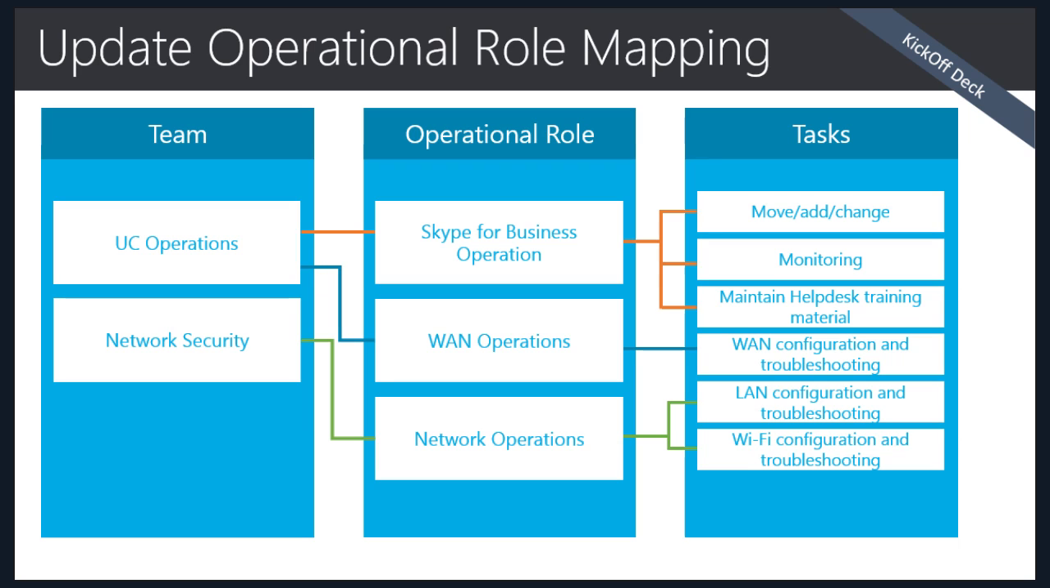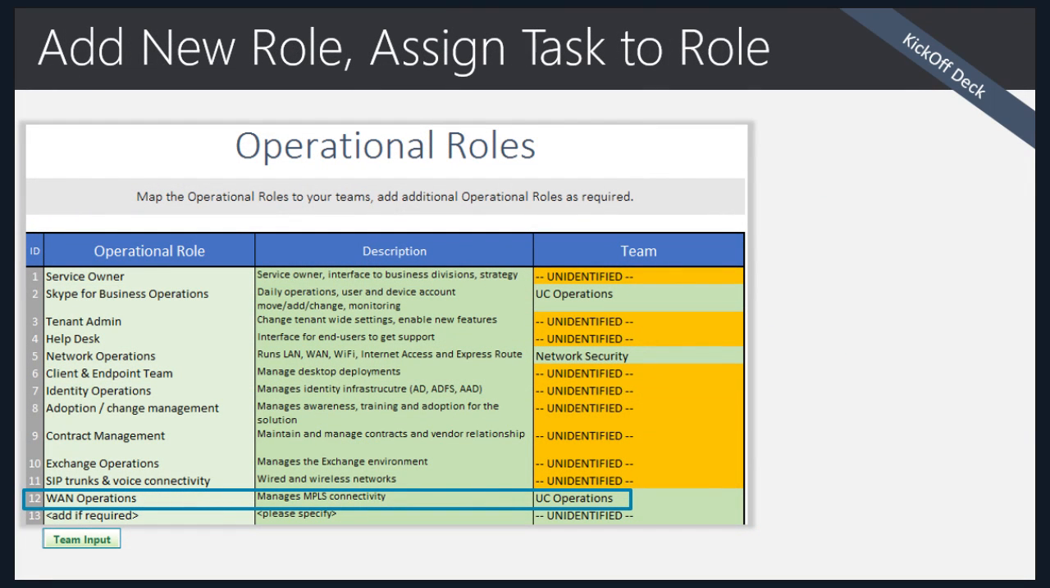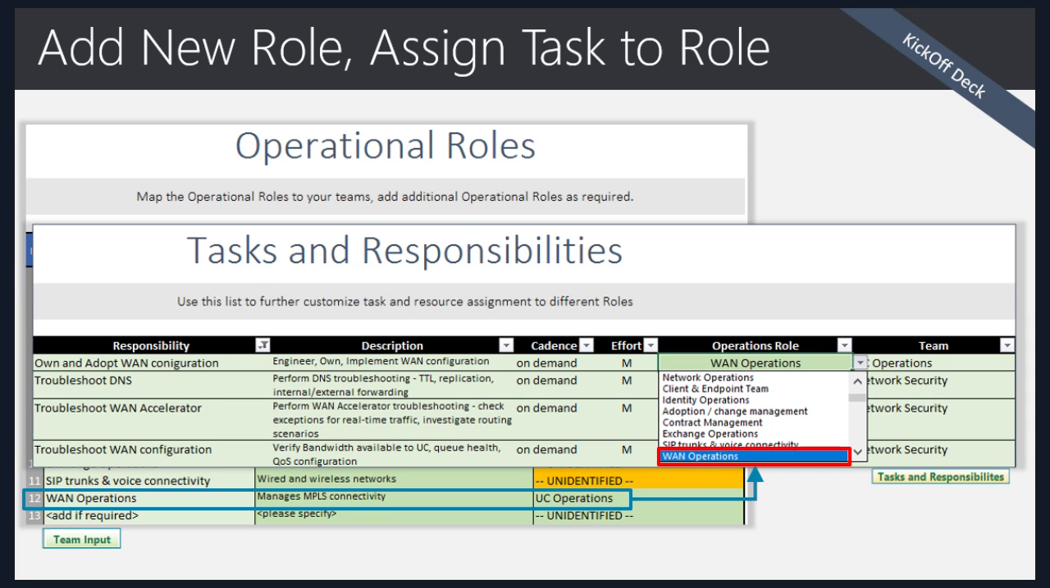So how do we do this? Again, screenshots from Excel, from the tool itself. I've added in line 12 wide area operations as a new role, and after I've done that, I've assigned the team UC operations to that new operational role. Then I can go into the task and responsibilities list, which is really the list of all tasks and responsibilities defined, and map this particular task to the new operations role that we've created. And by doing that, all the output will be updated to reflect the change.